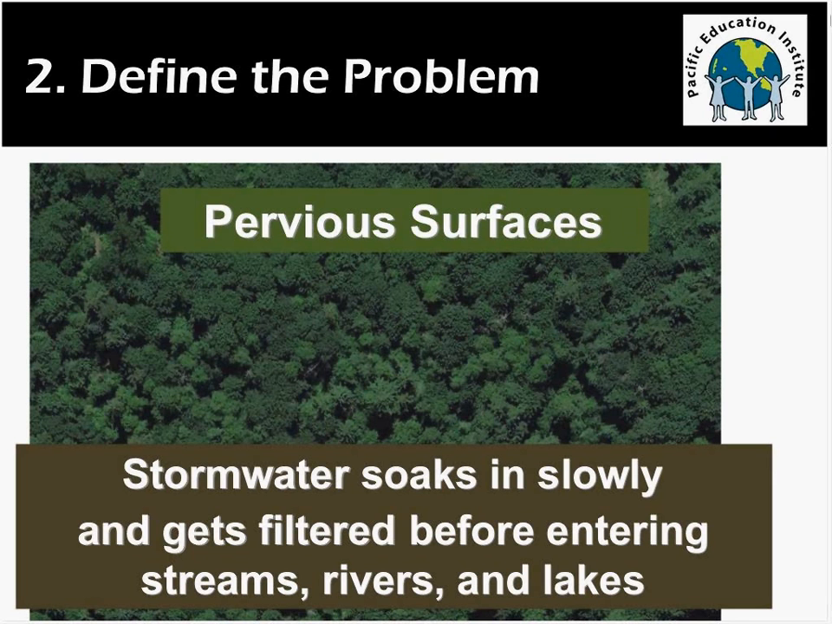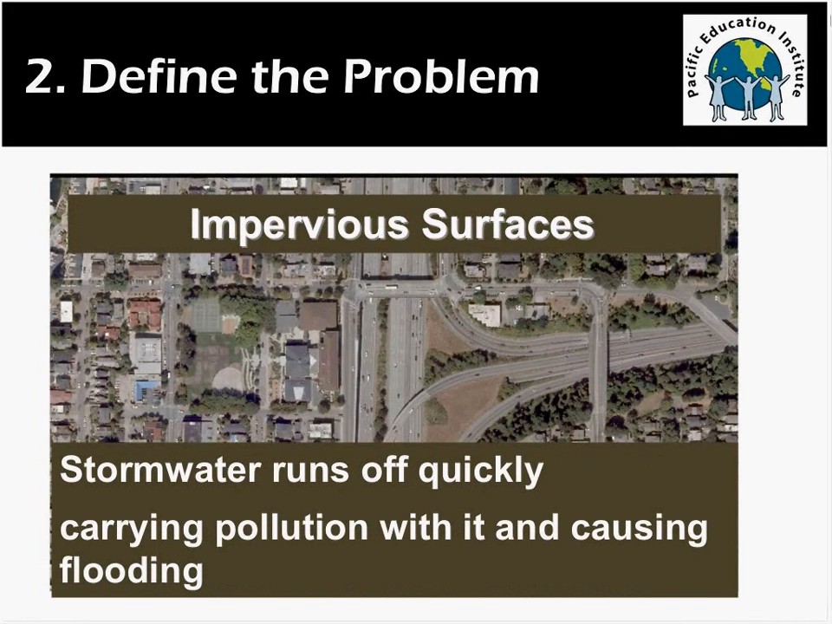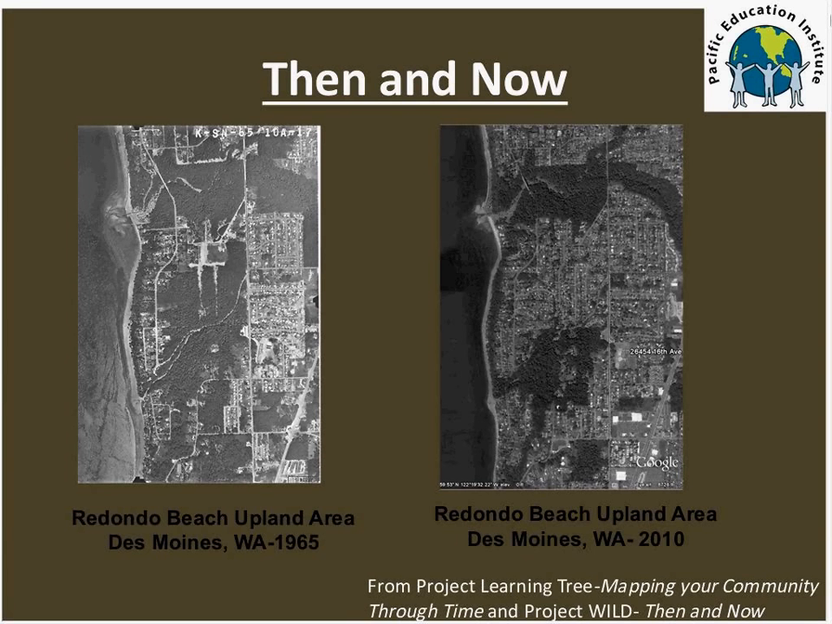When we're looking at that, we want to consider pervious surfaces. And pervious surfaces are those surfaces, which is explained really well in that video, where stormwater soaks in slowly and gets filtered before entering those streams, rivers, and lakes. Impervious surfaces is where stormwater runs off quickly, carrying pollution with it and causing flooding. So obviously, all the impervious surfaces that we now build in our communities are causing a problem. And these pictures show you why.